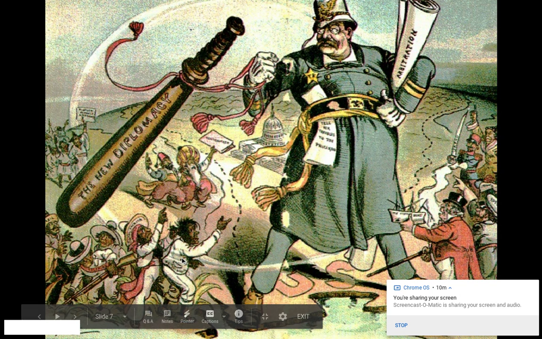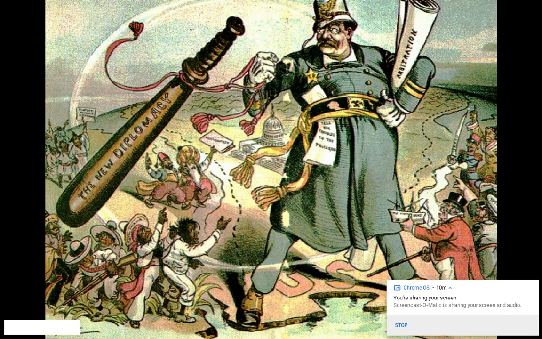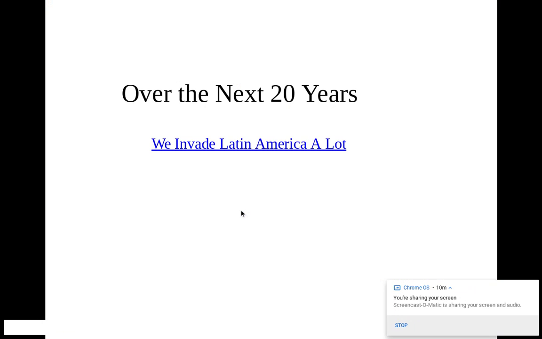And of course, whenever we look at these historical documents, oftentimes they're pretty insensitive by our modern standards. But this is a great cartoon to illustrate what Teddy Roosevelt believed in. All right. So you have PowerPoint, so I'm not going to click this for you, but you click this link. It says we invade Latin America a lot.